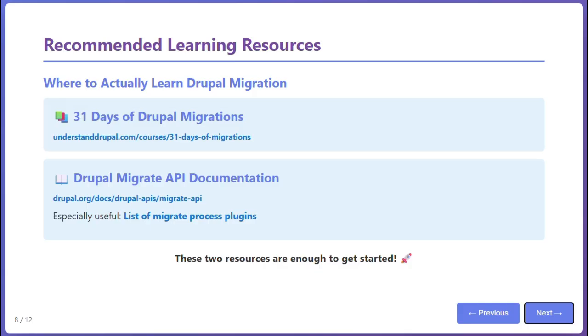Yeah, this was like my breakthrough on how I understand migration, how to write migration YAML, how to perform migration through this website. And in the website, it also mentioned about understanding the process plugins. Yes, I also depend a lot on the official Drupal documentation on the Migrate API, especially understanding about the process plugin. So these two resources are quite enough to get you started on how to write a YAML file for the Drupal migration.